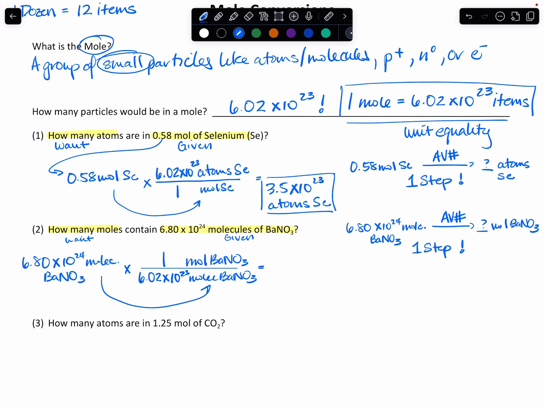All right, so this time I'm going to use scientific notation twice. I'm going to put in 6.80 times 10 to the 24th. I'm going to divide that by 6.02 times 10 to the 23rd. And I'm going to find that this is 11.3 moles of barium nitrate.